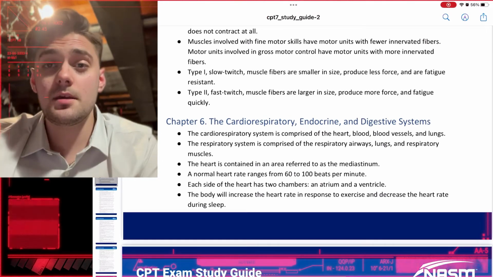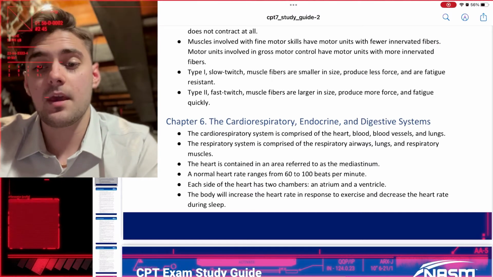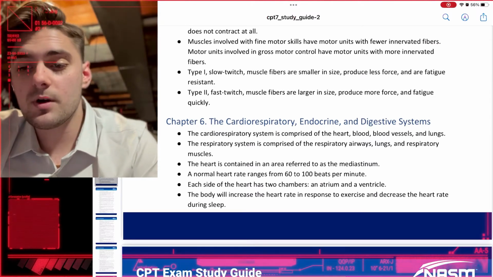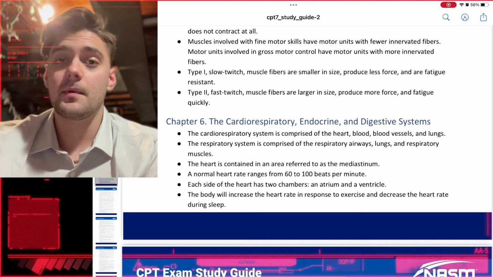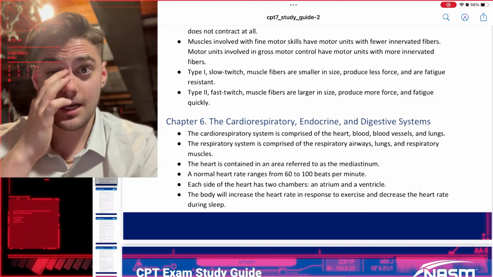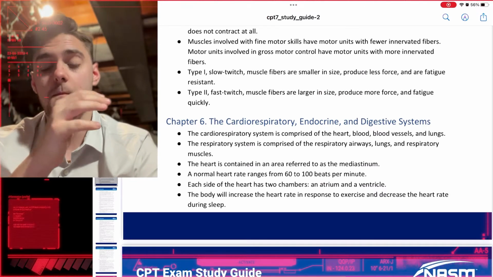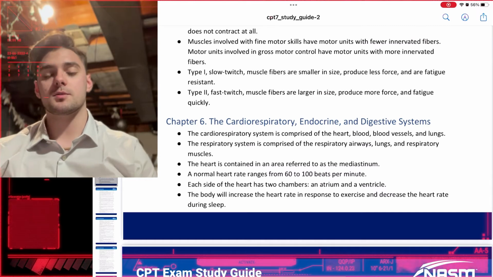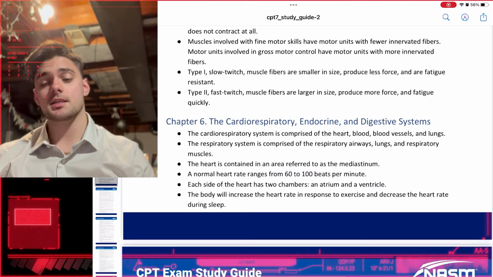I am back with chapter 6 of the NASM study guide. This chapter is called the Cardiorespiratory, Endocrine, and Digestive System. This chapter, I know, is very big. At least the cardiorespiratory system is very big on the NASM exam.